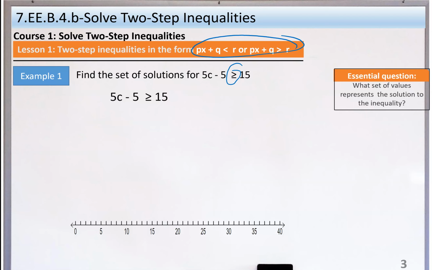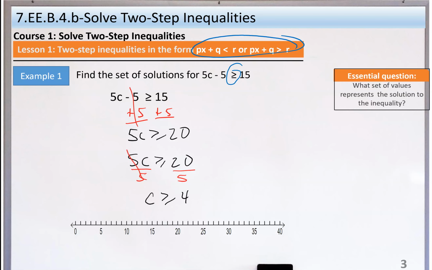All right, so 2 steps. We're going to subtract 5 from both sides. Add 5 to both sides to cancel out the negative 5. We're left with 5c is greater than or equal to 20. Then we divide both sides by 5. C is at least 4. C is greater than or equal to 4. So what does that mean? Because it includes 4, we have to put a dot on 4, and then everything greater than 4.